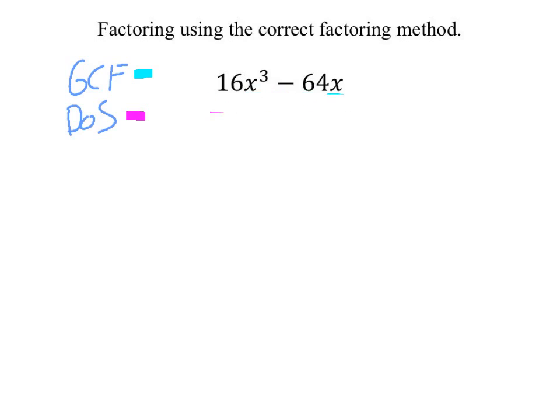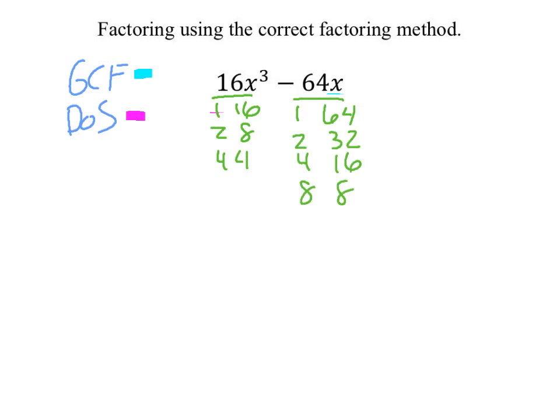I need to find the factors of 16, which are 1 and 16, 2 and 8, and 4 and 4. Then, the factors of 64 are going to be 1 and 64, 2 and 32, 4 and 16, and then 8 and 8. Well, the biggest number that goes into 16 and 64 is going to be 16.